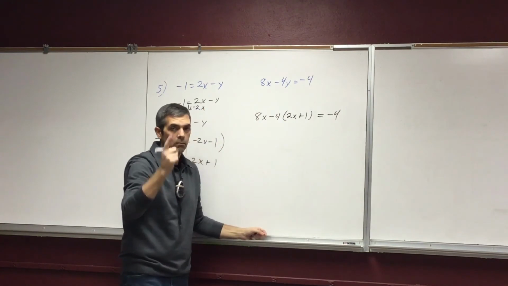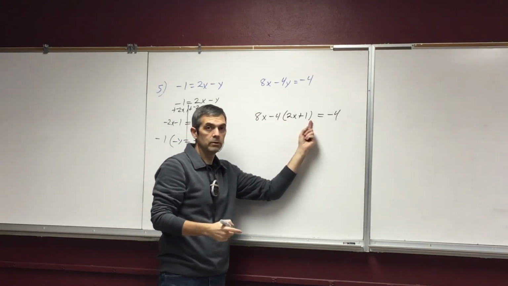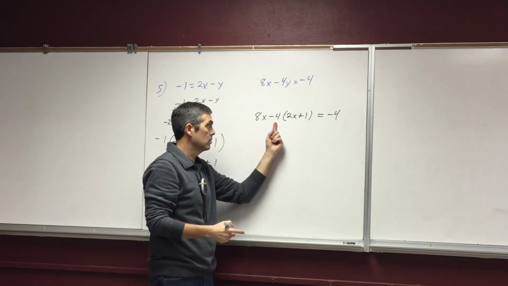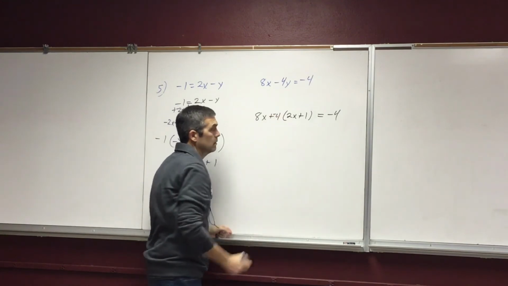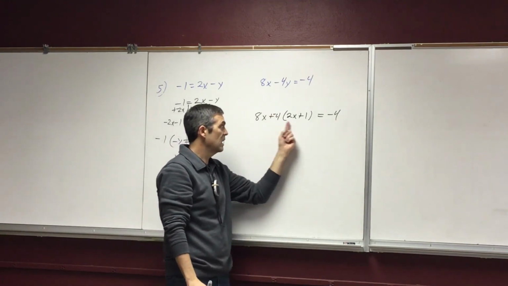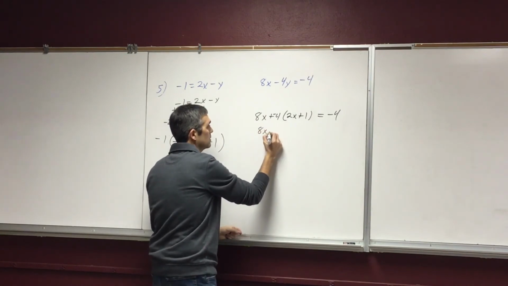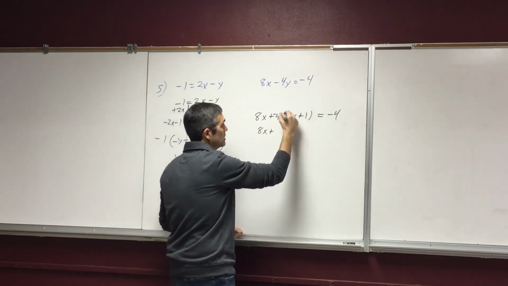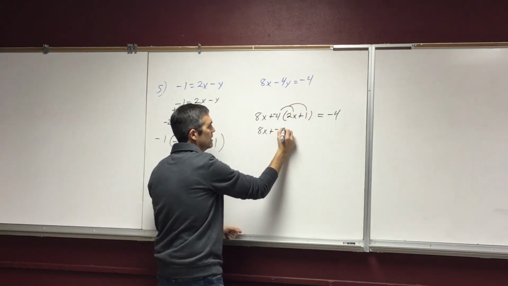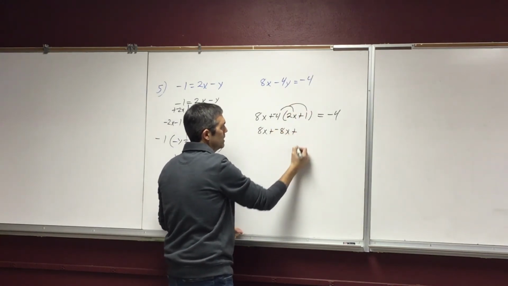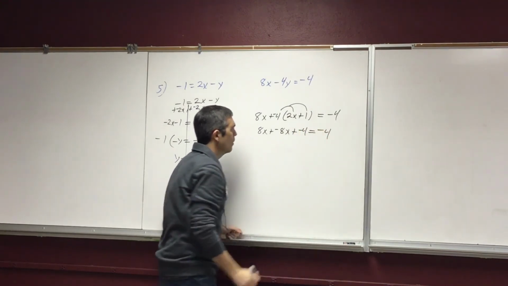Now again, remember, this has to get distributed all the way through, and this negative goes with this 4. So we're going to come in here and do plus negative 4, and distribute this negative 4 all the way through. So you end up with 8x plus negative 4 times 2x and negative 4 times 1. That gets you 8x plus negative 8x plus negative 4 equals negative 4.